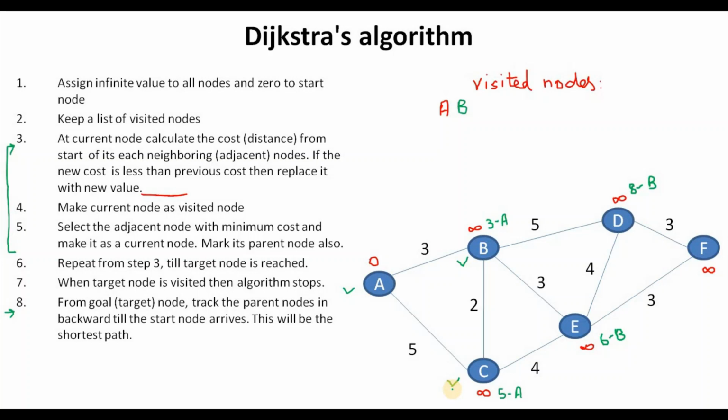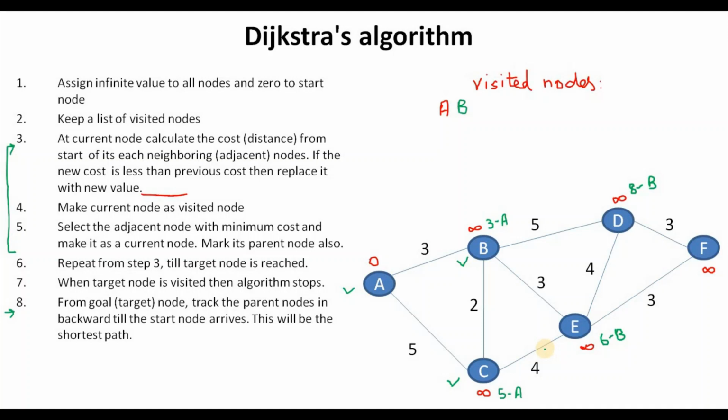And now we again go to step number 3 and repeat the step. We shall see how many neighbors or how many adjacent nodes it has. C has A, B, E. Here A and B are already visited, but E has been discovered, but it's still not visited. So let's see that.